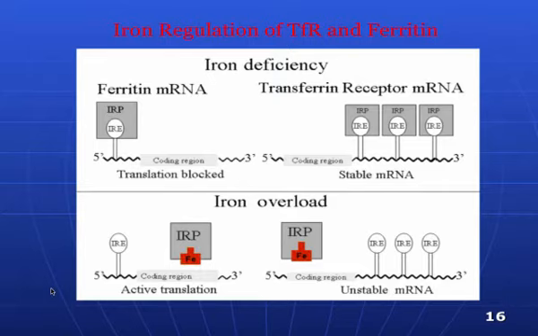Same proteins involved, aconitase, IRE-BP. The difference in regulation in this case is the position of the IREs. In the ferritin mRNA, they're 5'. Look where they are in transferrin receptor. Be careful, this is receptor, not transferrin. In the receptor mRNA, they're 3'. That means the effects are opposite.